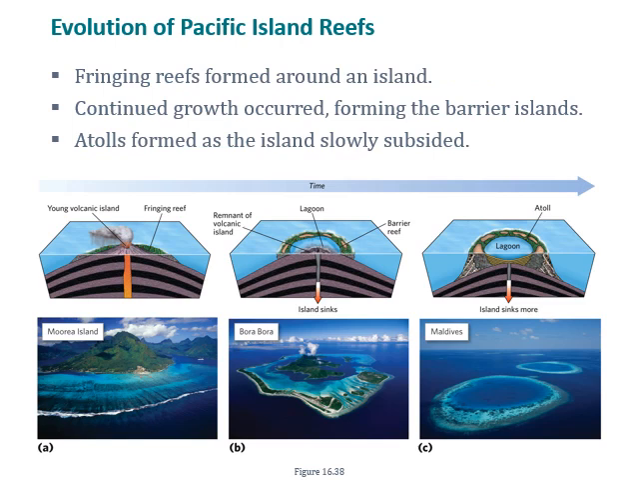So fringing reefs formed around an island, first off a young volcanic island, which exploded and built up more land. Then continuing growth occurred, forming the barrier reefs around it. Atolls formed slowly as the island was no longer spewing volcanic material, and the volcanic material eroded. So here's Moorea Island in stage 1, Bora Bora in stage 2, and the Maldives in stage 3.